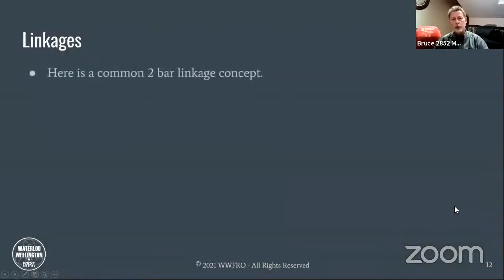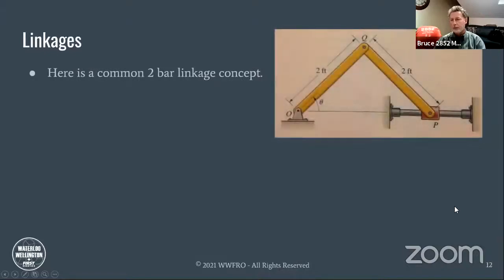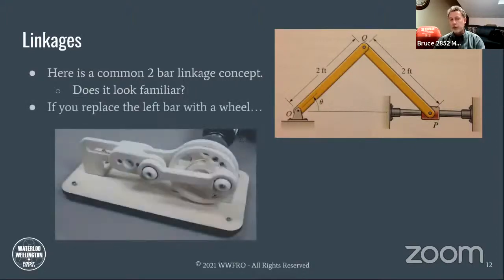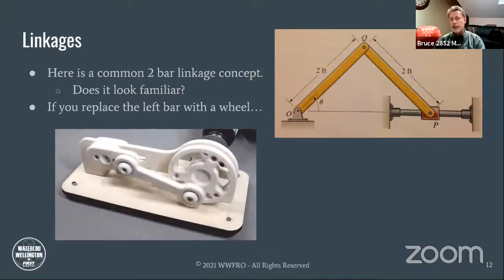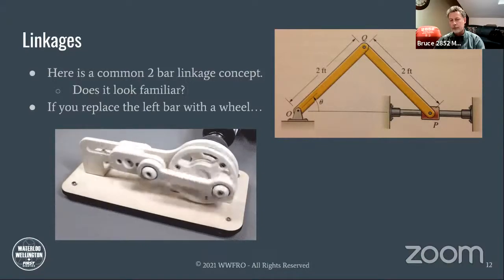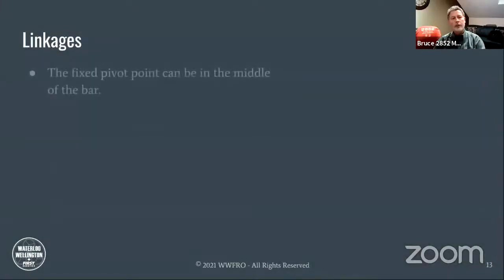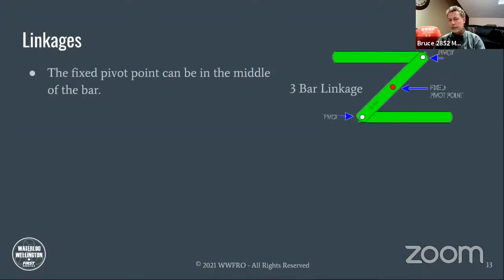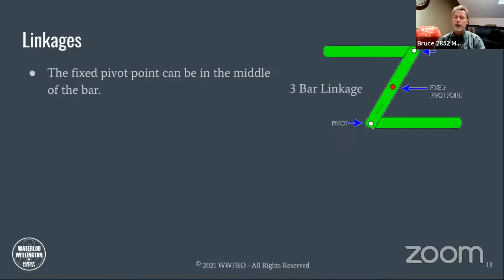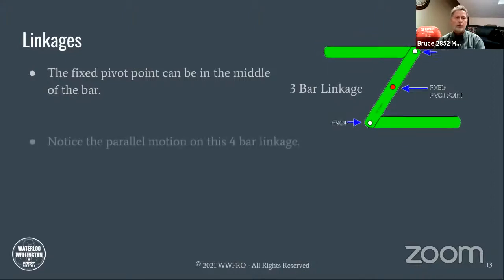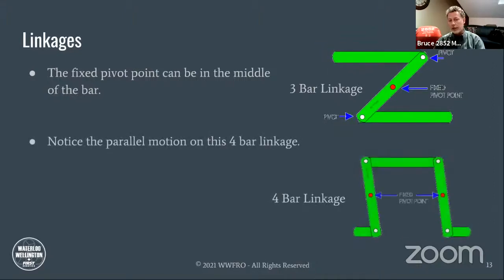So here's a common 2-bar linkage concept. And it may look a little bit familiar. If you replace the left bar with the wheel, you once again get a crank and slider motion. The fixed pivot point can be in the middle of the bar as well. And you can see this 3-bar linkage, how that motion might happen. Notice the parallel motion on this 4-bar linkage.